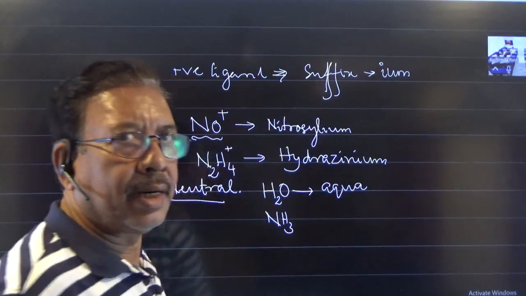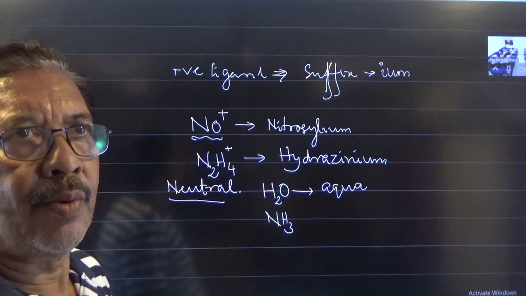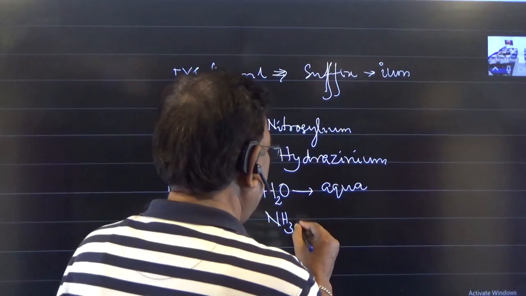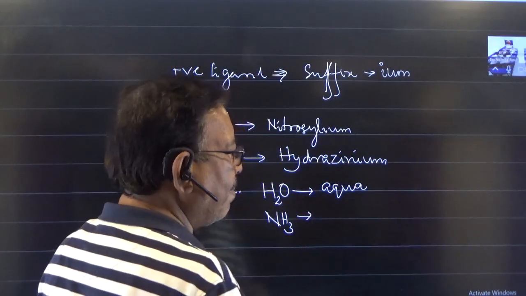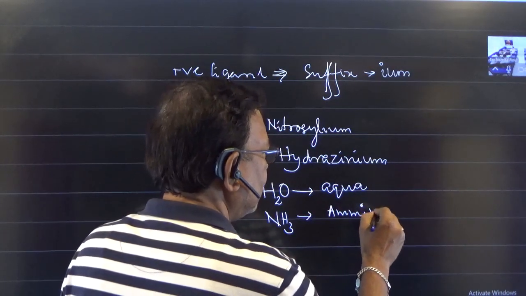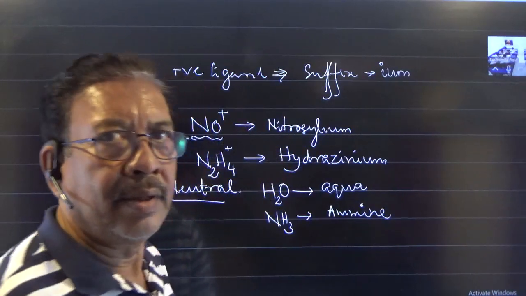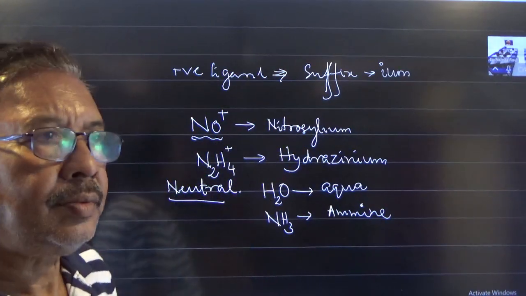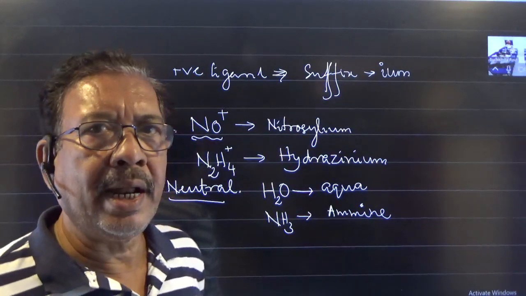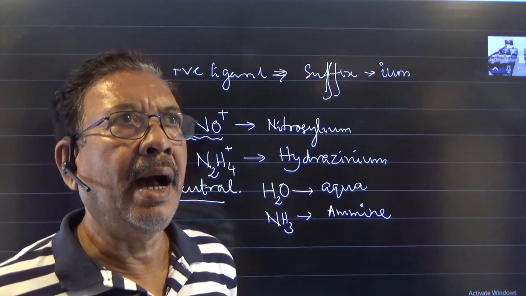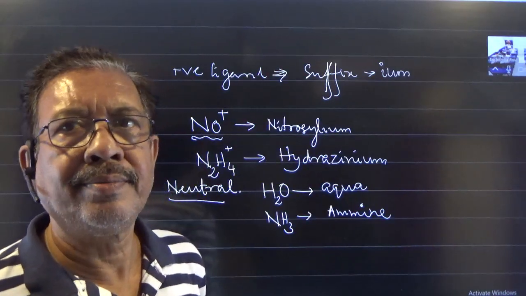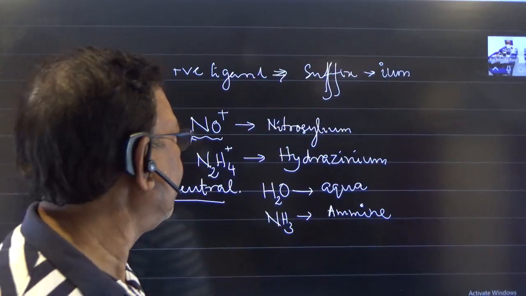For water, it is aqua. You say Aquaguard, so this is aqua. Ammonia is ammine. Take a little care for the spelling mistake. I have written A-M-M-I-N-E, ammine. If you write a single M, zero marks. Ammine. Over.